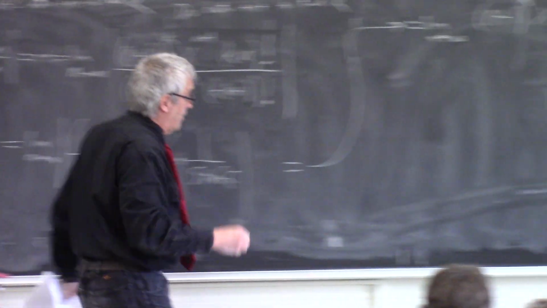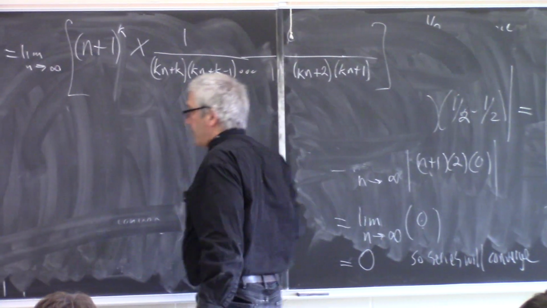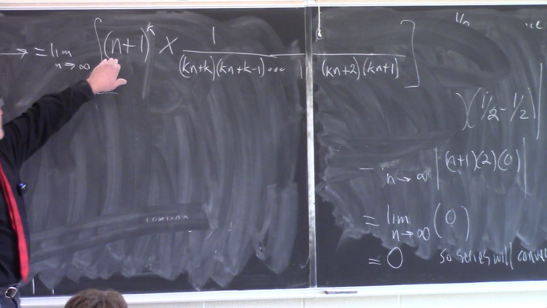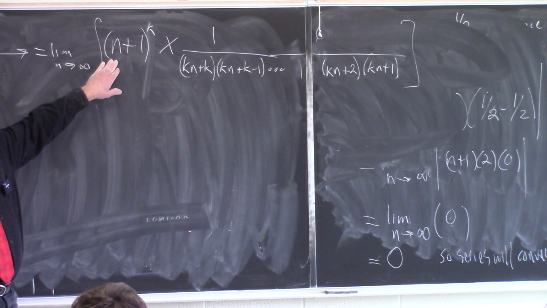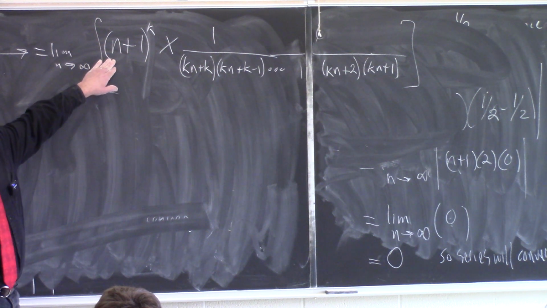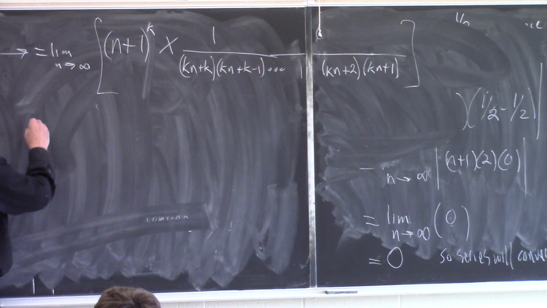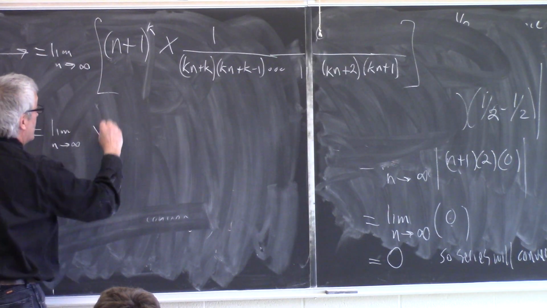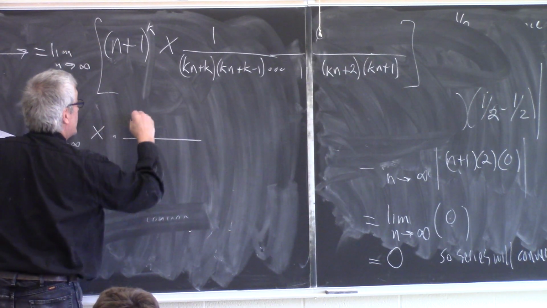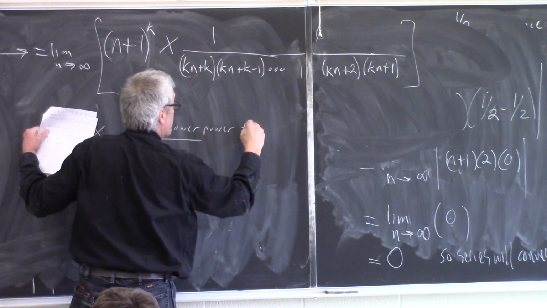So this looks terrible. But the thing is, this is a polynomial in the variable n. What's the degree of the polynomial? k. So this is a polynomial whose highest power term is n to the k, and then some other terms as well. So what I've got here is the limit as n goes to infinity, and I'm going to put the x in front, and then n to the k plus lower power terms.